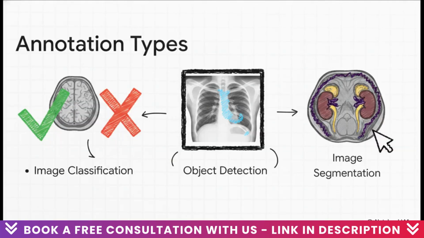But to teach it those patterns, we do have to give it the answers first. And this requires expert human annotation, which, as you can imagine, is painstakingly difficult and super expensive. We can't just crowdsource this to anyone. We need highly trained radiologists. They perform image classification, basically telling the system if a whole scan is normal or abnormal. They do object detection, drawing bounding boxes to highlight roughly where an anomaly is. And the most intense by far is image segmentation. That's where experts literally trace the exact boundaries of a tumor, pixel by pixel with their mouse, all to teach the AI absolute precision.